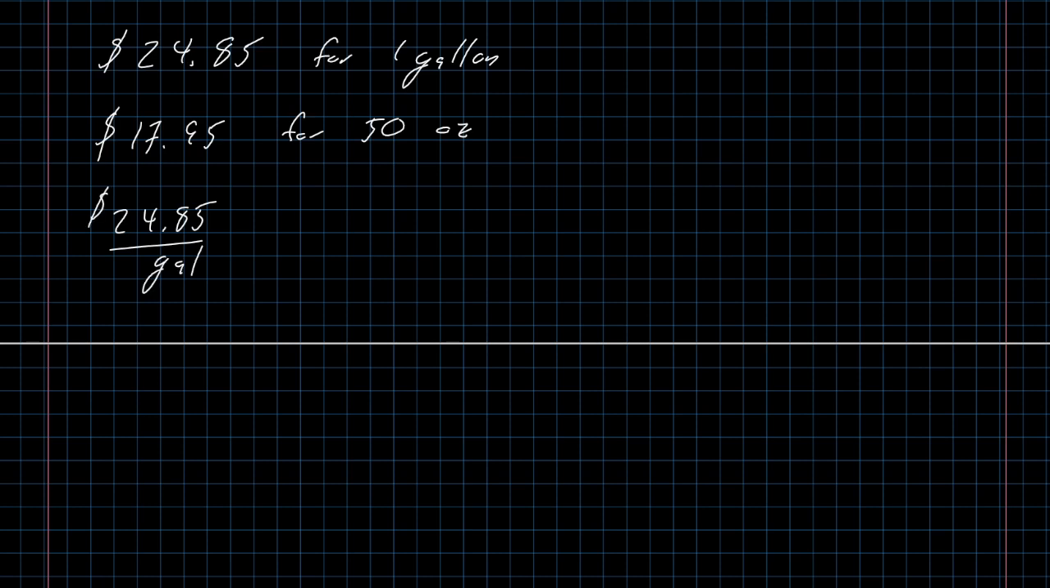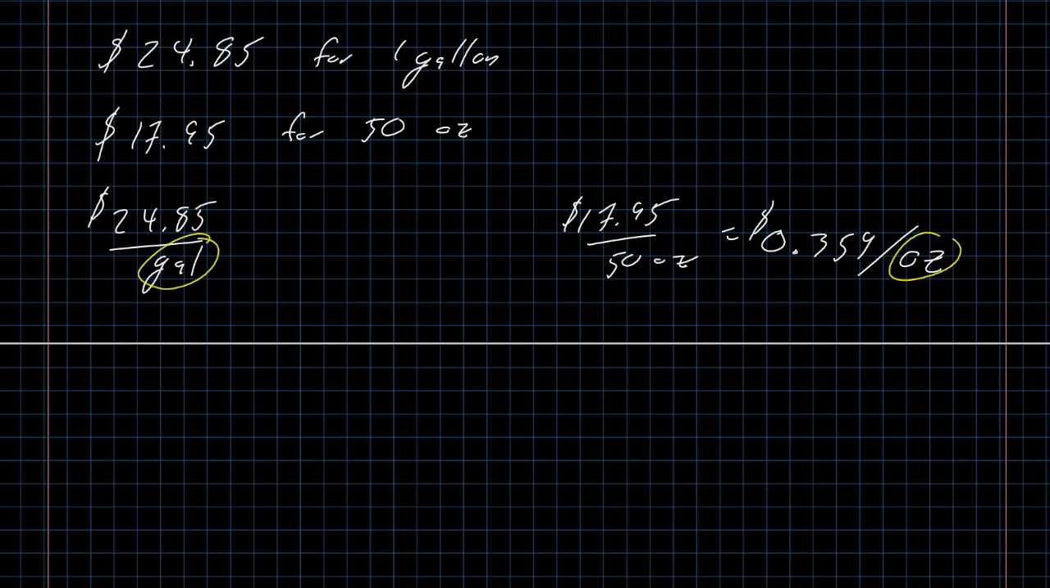And we have $24.85 per gallon. We have $17.95 over 50, which my calculator is happy to tell me is $0.359 per ounce. But comparing dollars per gallon and dollars per ounce does not quite work. So we're going to need to use a unit conversion in order to get there.